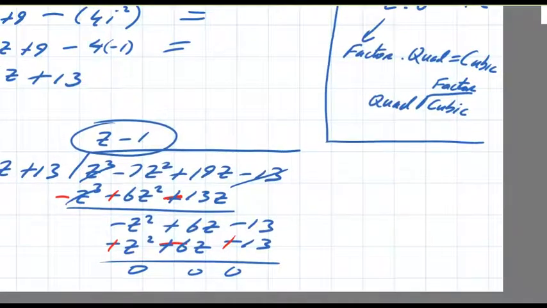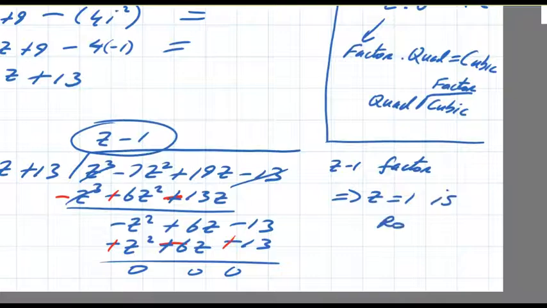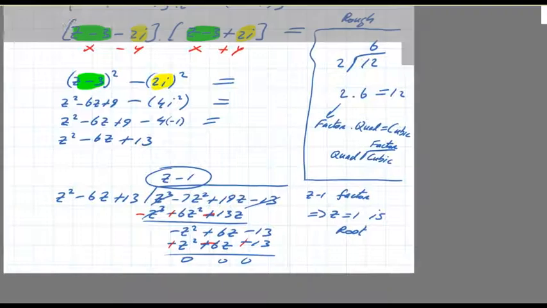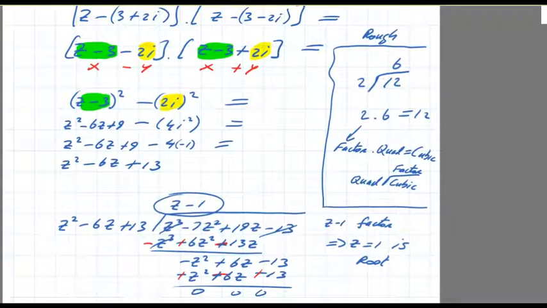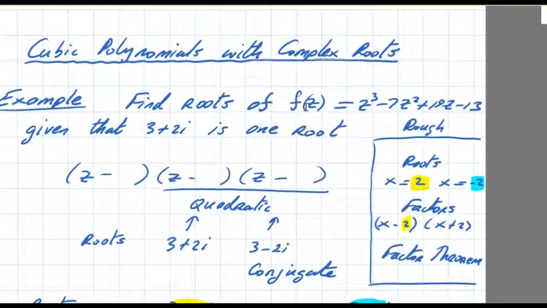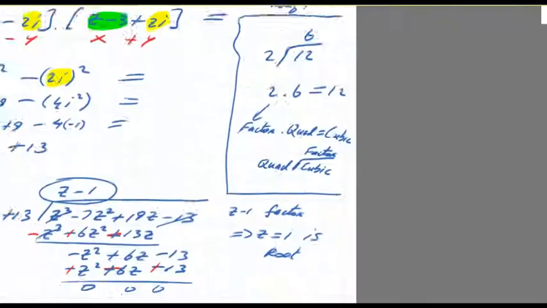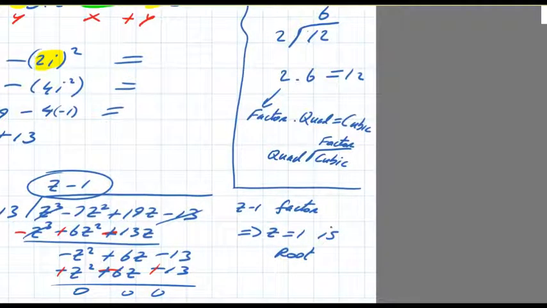Now if z minus 1 is a factor, well, that means that z equals 1 is the root because of the factor theorem. And that's the last remaining root. So we have our 3 roots now of the polynomial. What was the original question? The original question was, given this polynomial f of z up here, can you find the 3 roots? Well, we were given 3 plus 2i. So because of that, we have the other one automatically because it's the conjugate, 3 minus 2i. And lastly, we got the third root, which is z equals 1. And that's the end of that lesson.